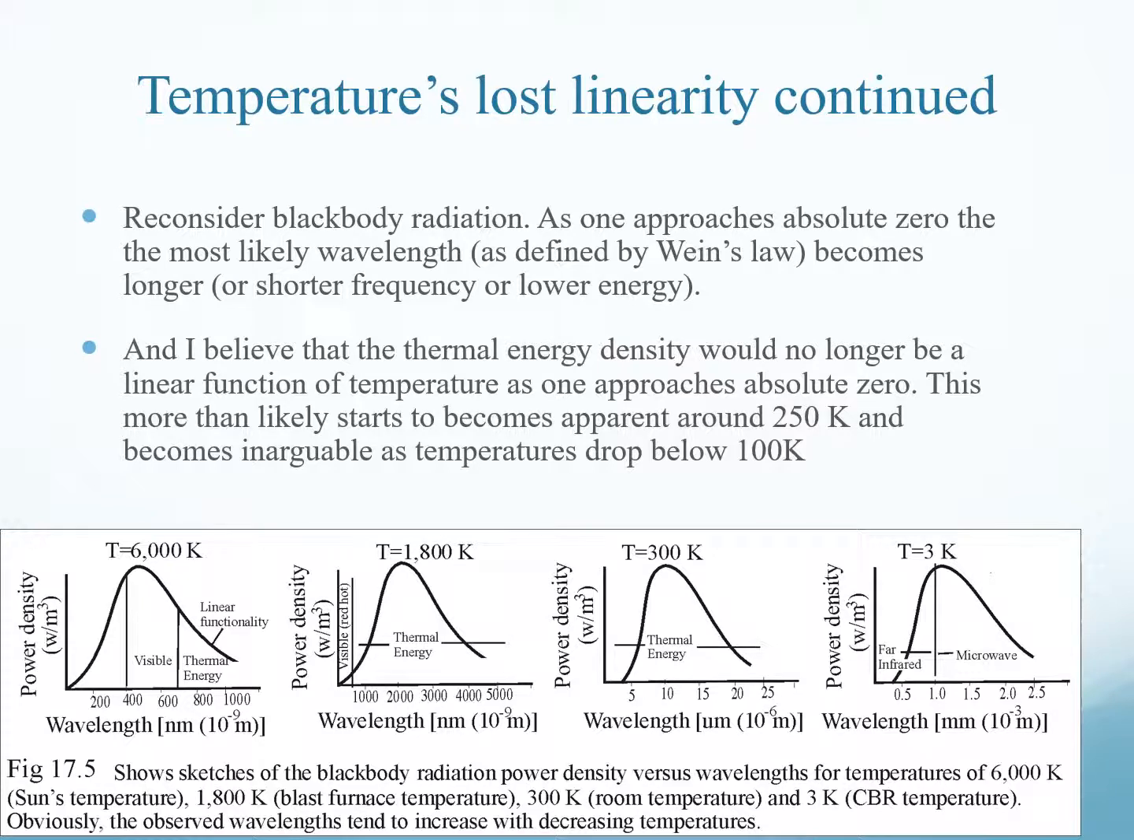Let's reconsider generalities of black body radiation. As one approaches absolute zero, the most likely wavelength, as defined by Wien's law, becomes longer, and the frequency shorter. And if you take a look at the graph below, where for T equals 3, which is on the right, 3 degrees Kelvin, you can see that we're now into the microwave and we're getting out of the far infrared. So the microwave is no longer really thermal energy in the same way that the thermal infrared was.